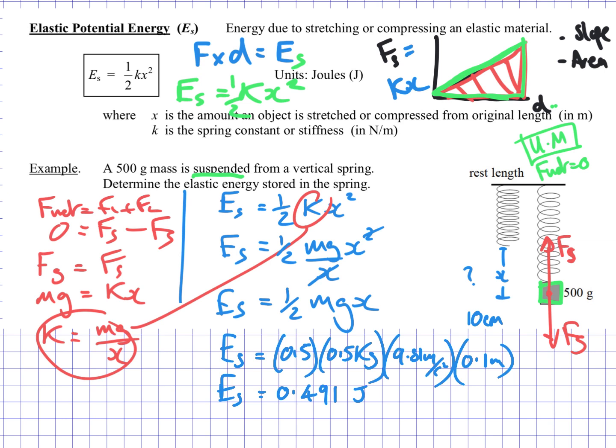Let's just check our units. We've got kilograms, and then meters over seconds squared, and then meters. That's kilogram meters squared per second squared. That is indeed a joule. I'm pretty happy. There it is.